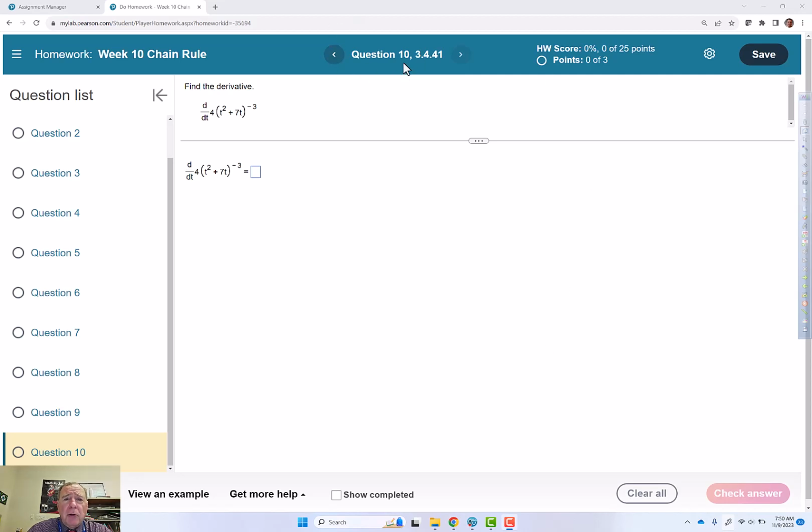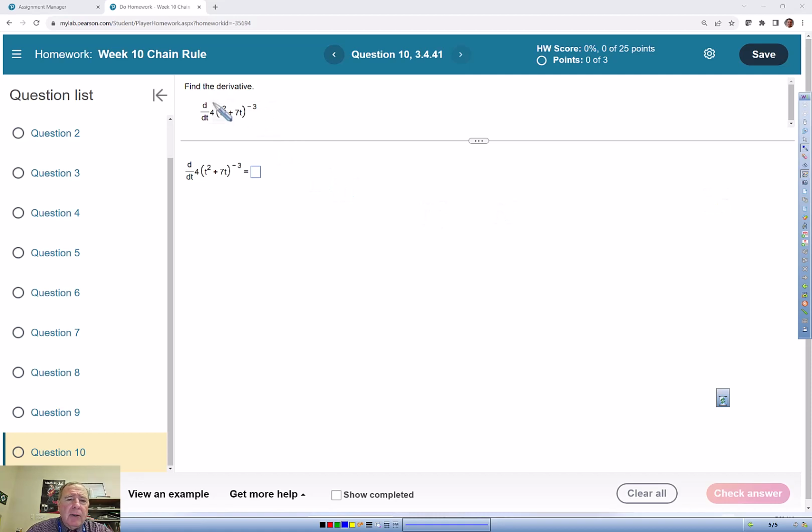This video goes over question 10 of the chain rule assignment. Here they use the derivative operator d/dt. So the derivative operator looks like this. If we had d over dx of x squared, our derivative would be 2x. I found this confusing, so I'm going to rewrite this in function notation.